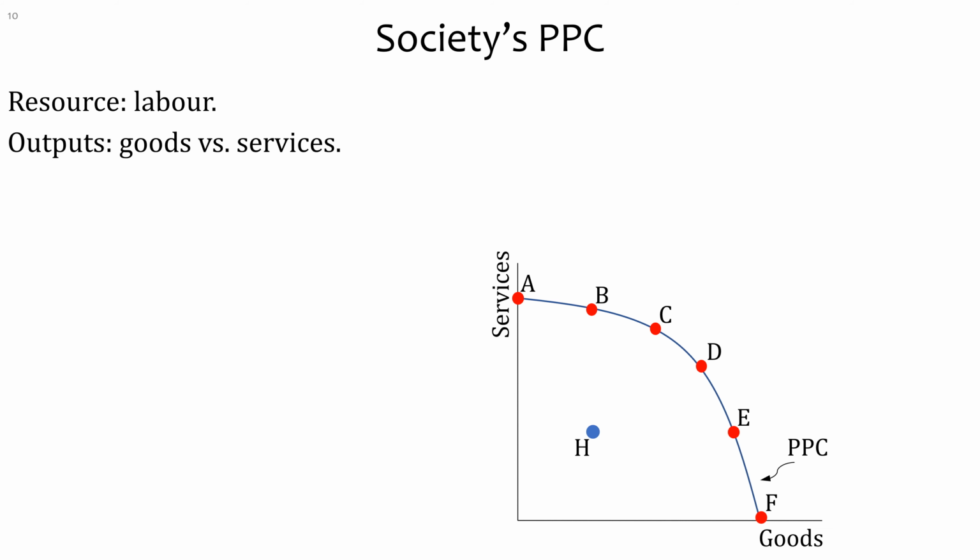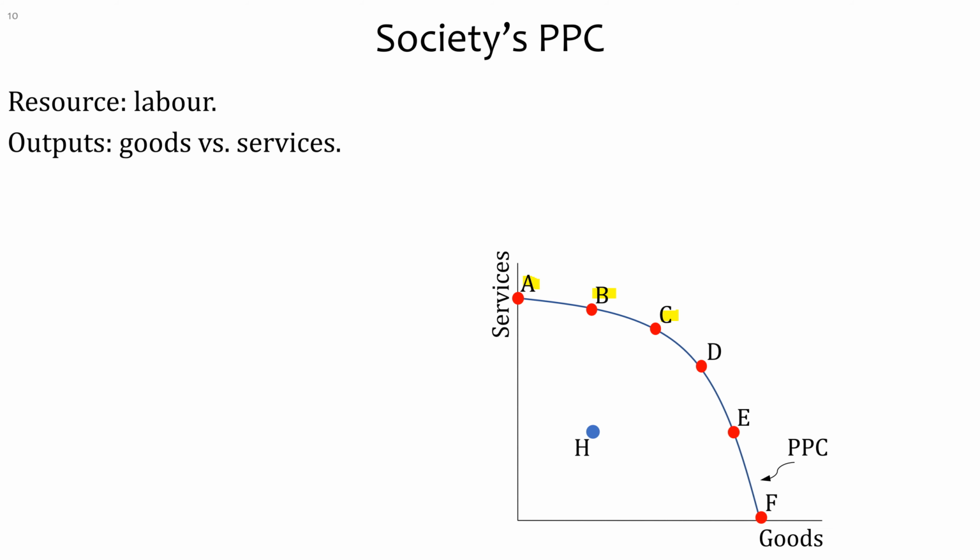So let's look at point A and B. Suppose we're at point A. If we move from point A to point B, what's happening to our goods? Are we getting more goods or less goods? Well, our goods are increasing from A to B, but our services are decreasing. And that's called opportunity cost. You get more of something, less of something else. If you move from B to C, again, your goods go up, but services go down. Right? So there is always a trade-off between these points on the curve.